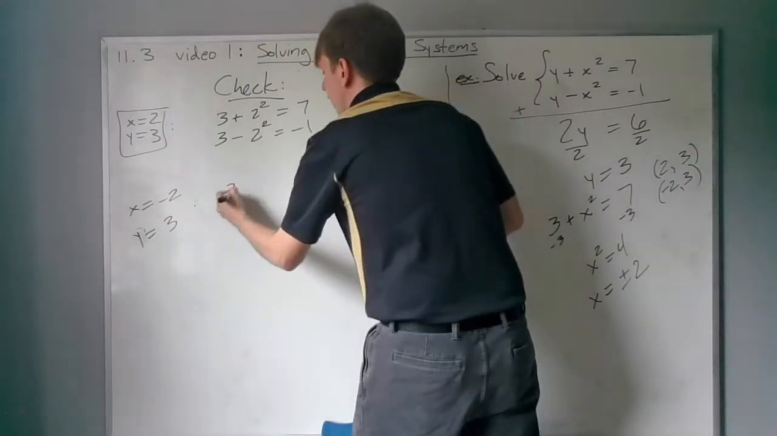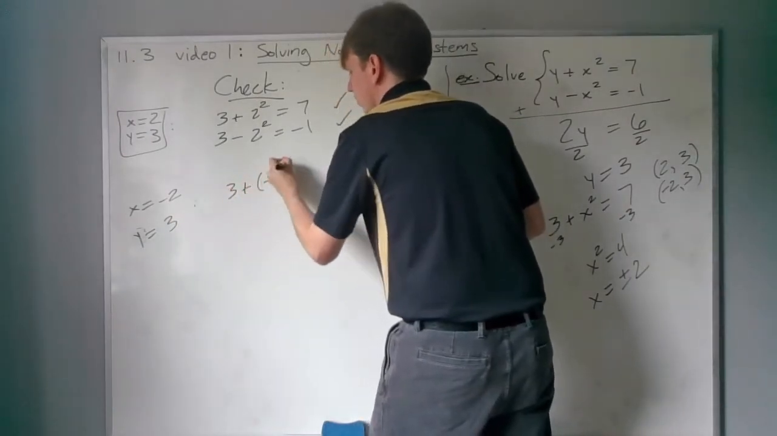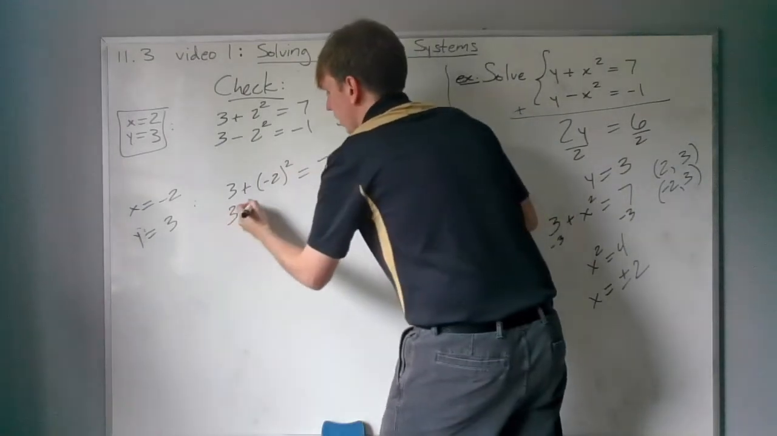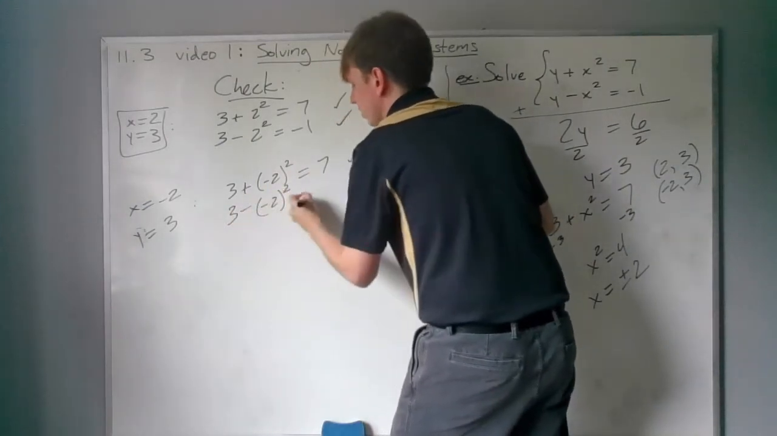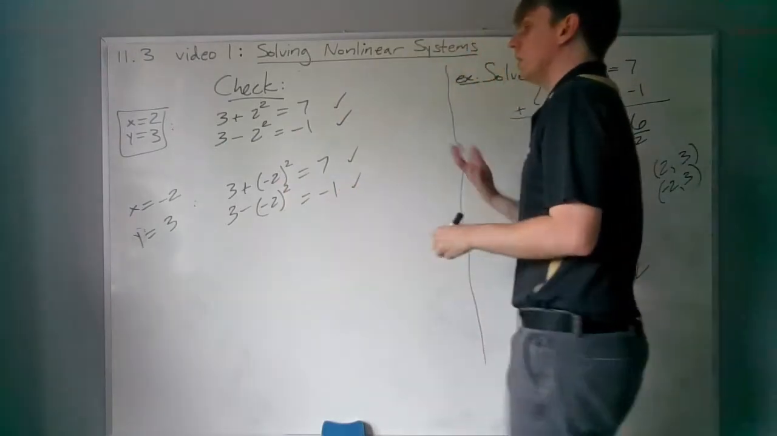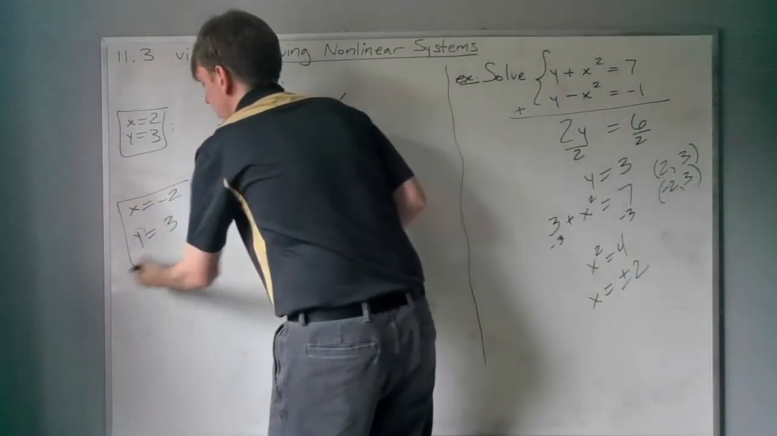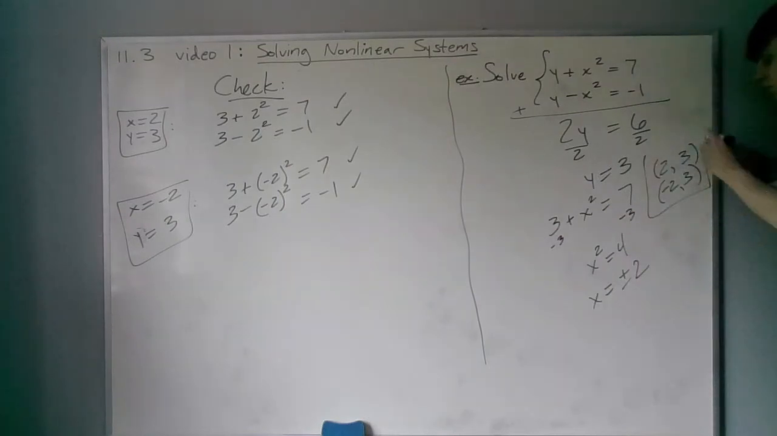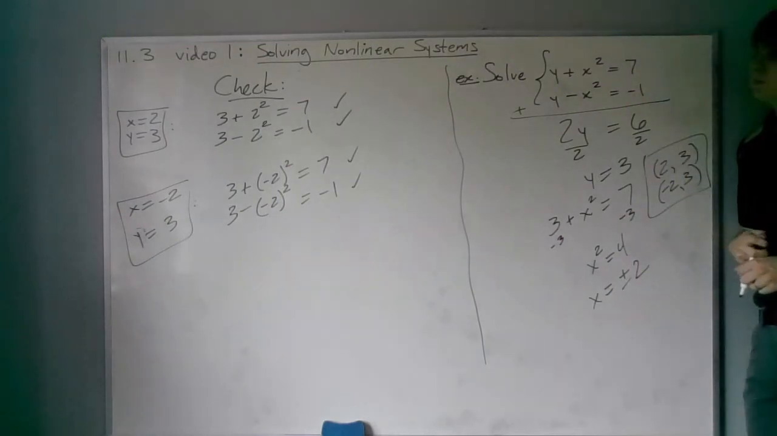then we would have 3 plus negative 2 squared, which still ends up being 7, and 3 minus negative 2 squared, which still ends up being negative 1. So I guess they both work out, and I was worried about nothing, but it's not a bad thing to check your answers just to make sure that they do actually solve the original system of equations.